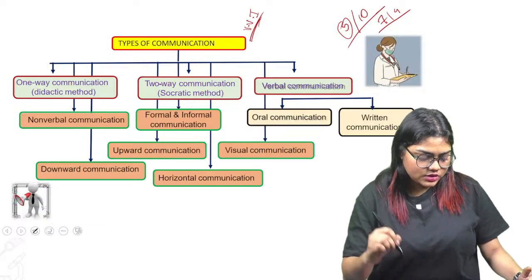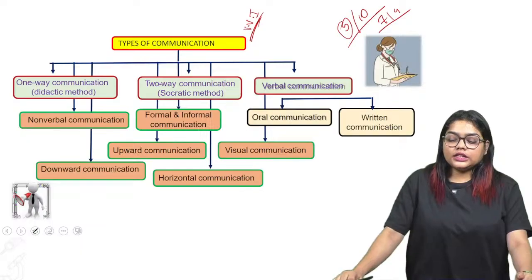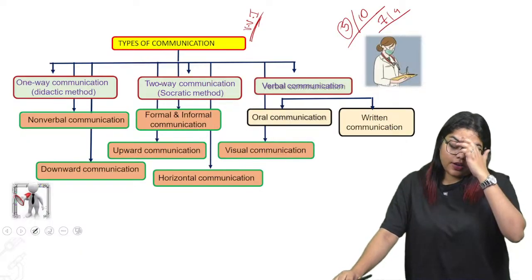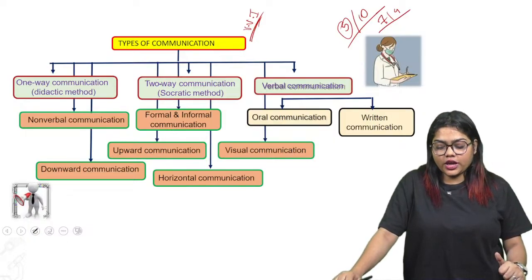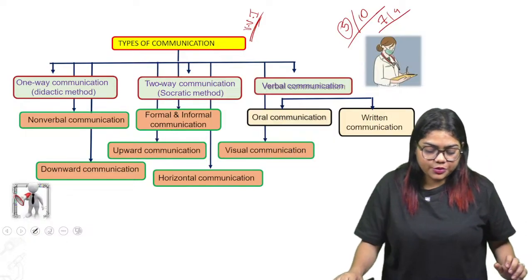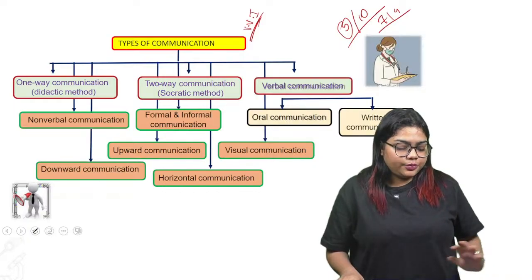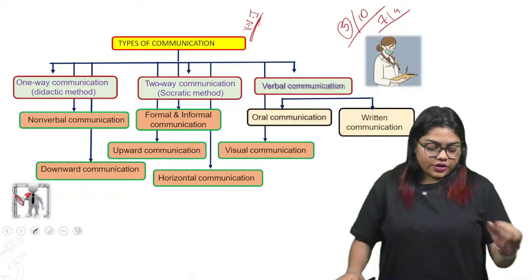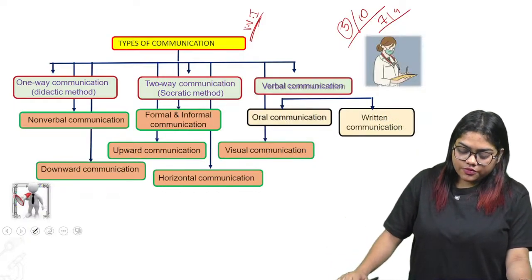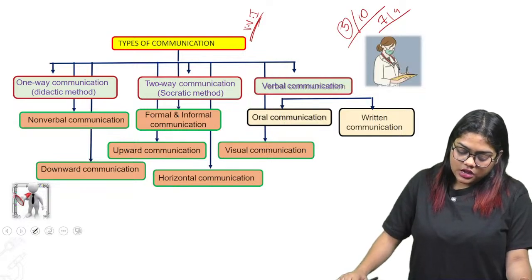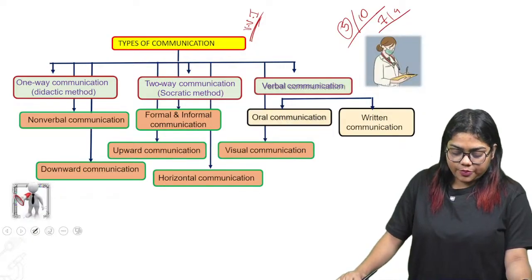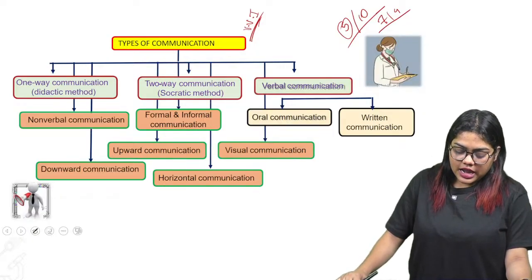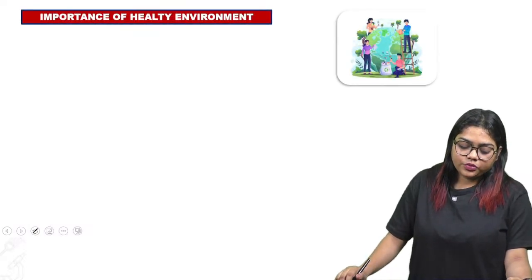Okay, this is a very important question. The types of communication are divided into, first of all, three types: one-way, two-way and verbal communication. In between that: one-way communication, two-way communication, verbal, non-verbal communication, formal and informal communication, oral communication, written, upward, downward, visual and horizontal communication. Okay, so these are the types of communication.